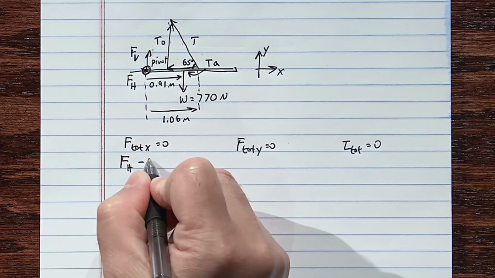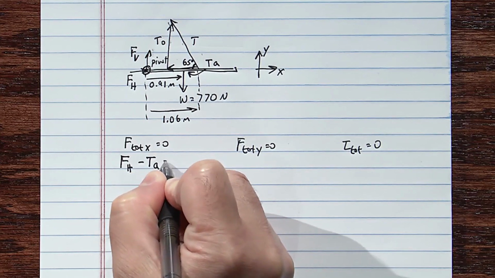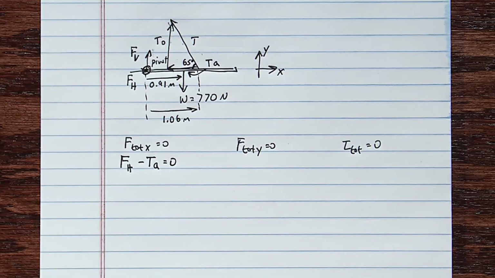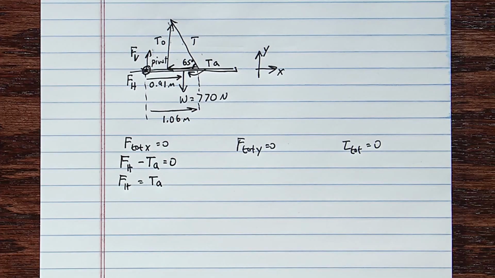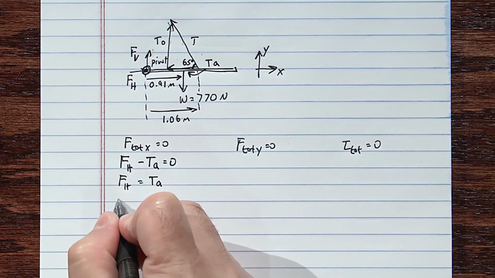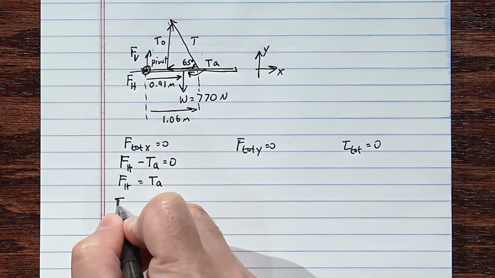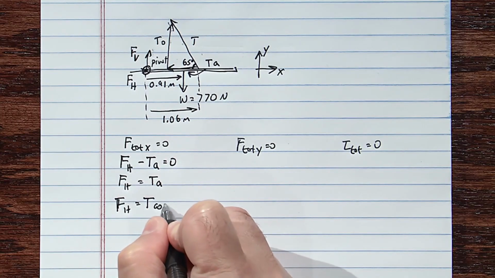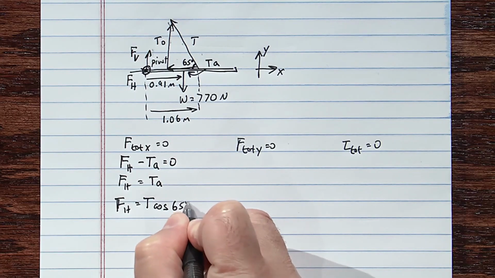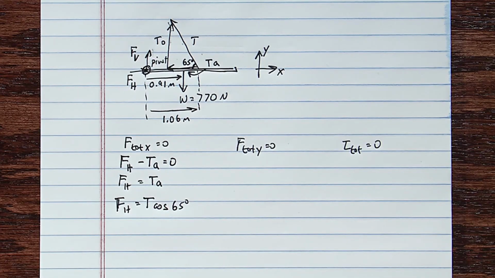So we would have FH minus tension adjacent equals 0. That tells us that the horizontal force is equal to the adjacent component of the tension. That tells us that the horizontal force is equal to the tension in the rope times the cosine of 65 degrees. And that's all that we can do this far, because we don't know the horizontal force and we don't know the tension, so we'll have to pause with our x equation and move on to our y equation.